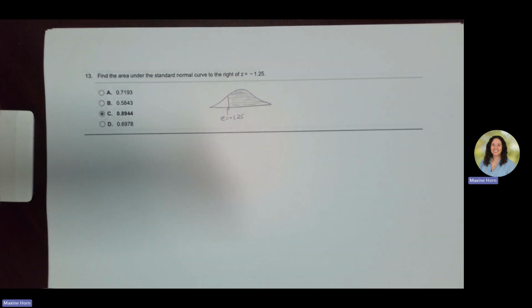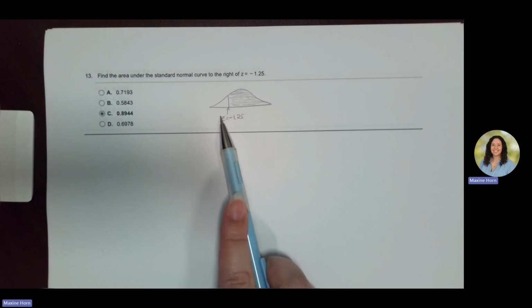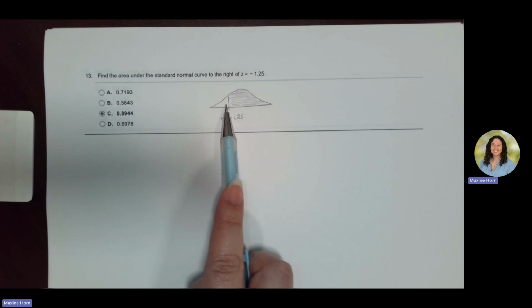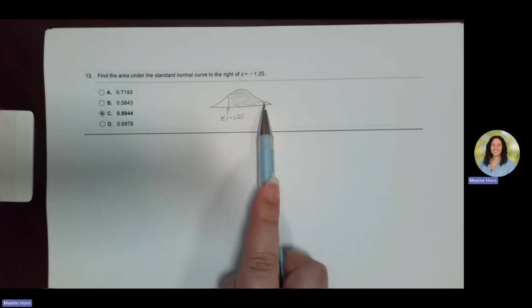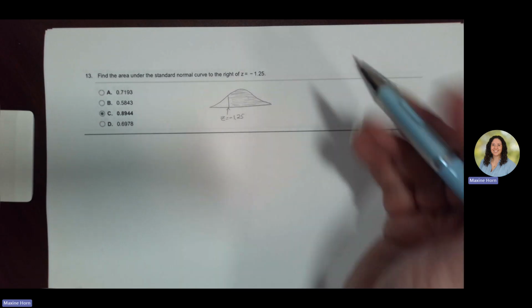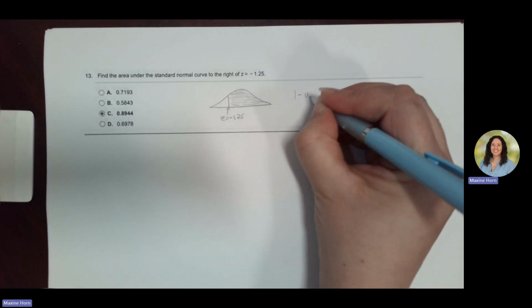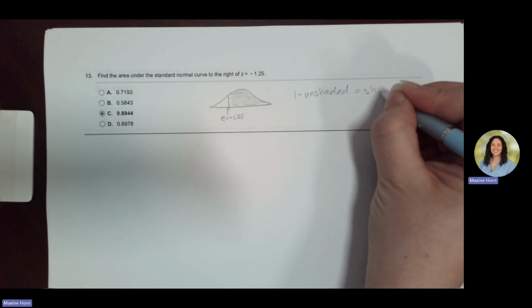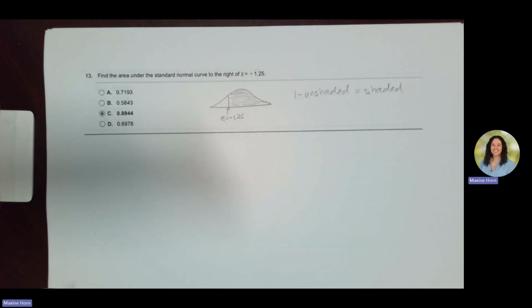If I'm going to look this up in the back of the book, I'm going to start by looking up this z-score, but what the book is going to give me is this area. I don't want this area, I want this area. So that's where I have to remember that the area under the whole curve is 1. So I can do 1 minus the unshaded region will give me the shaded region, right? So let's go ahead and do that, because again, we're going to do it both ways here.